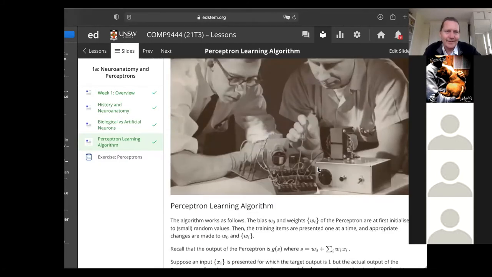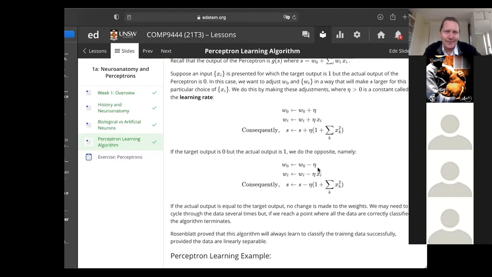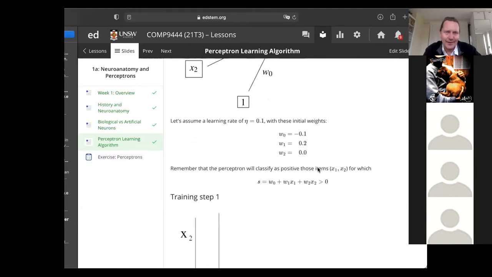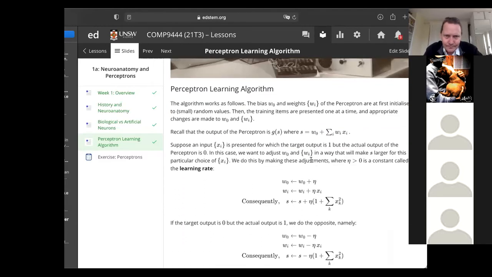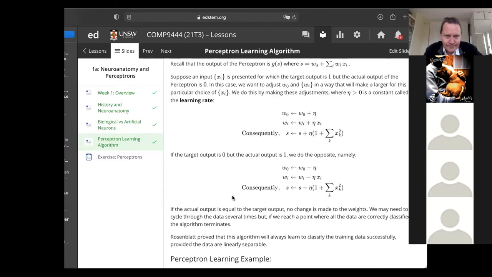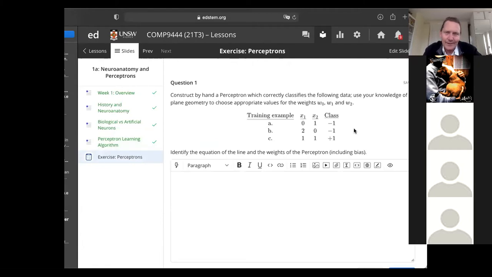Yes, the class, is class synonymous with actual output? Yes, I think so. Yes, okay. Hugh's asking whether class is synonymous with actual output. Okay. So the actual output, right.